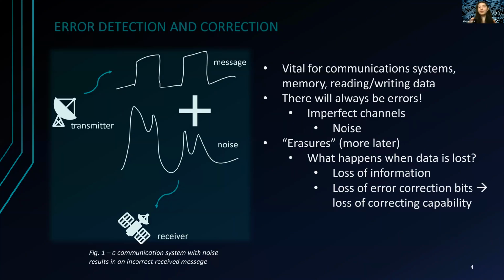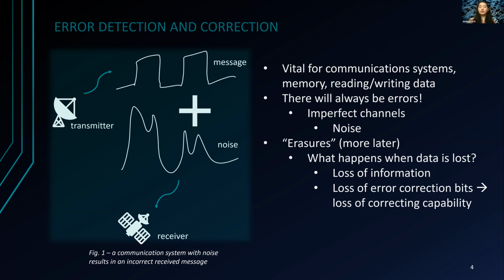So, why is error detection and correction so important? Well, it's vital for communication systems, memory, and reading and writing data. The reason it's so important is because there will always be issues when it comes to transmitting data. There will always be errors caused by imperfect channels, most importantly by noise.